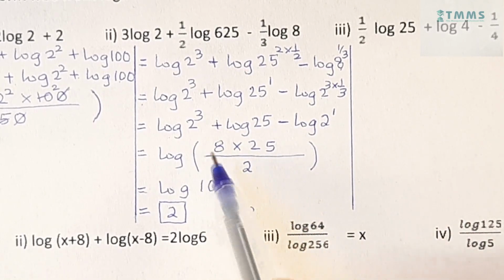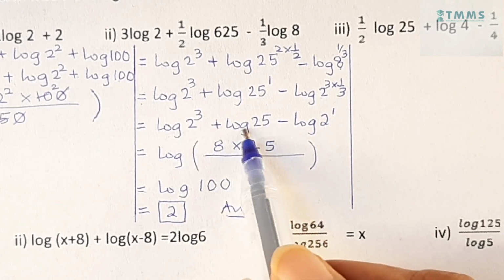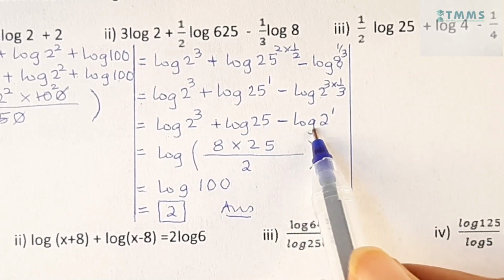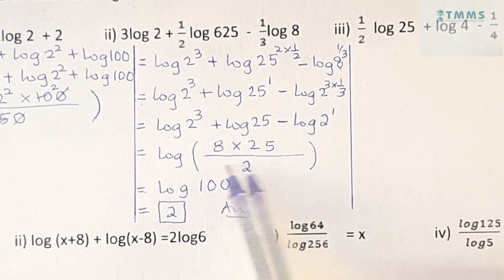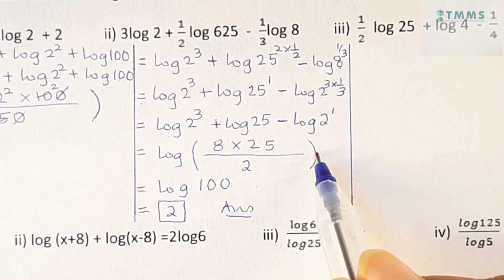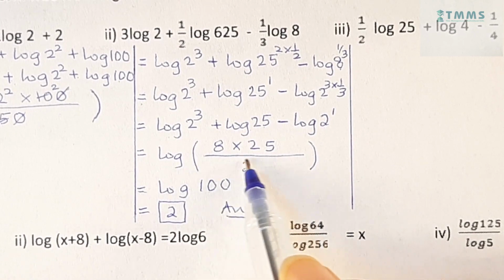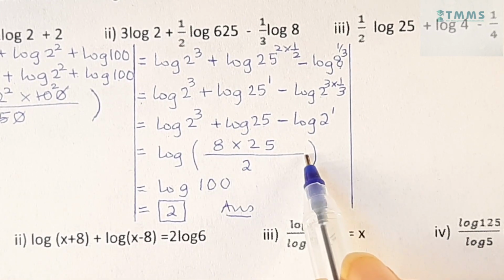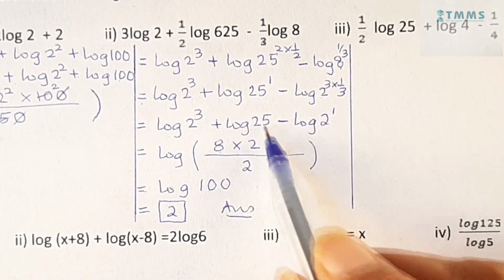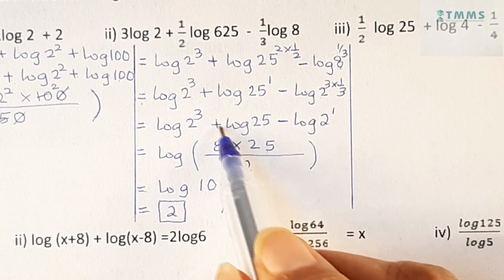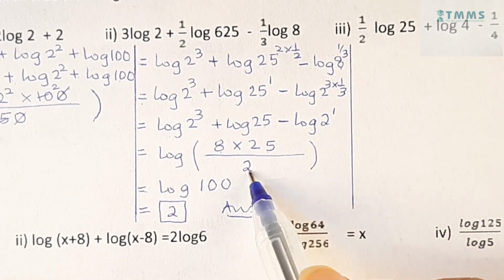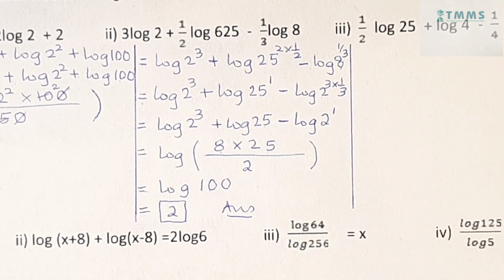And now what was the trick? If the logs are added, the numbers will be multiplied. If the log is subtracted, the number is going to divide. So we write log, and remember the tip I told you that you must put a bracket of a big number like that. Keep the numerator denominator line ready. Write this 2 cube as 8 multiplied by 25. Why multiplied by 25? Because the logs are added, and divided by 2. Why to divide by 2? Because the log is subtracted.